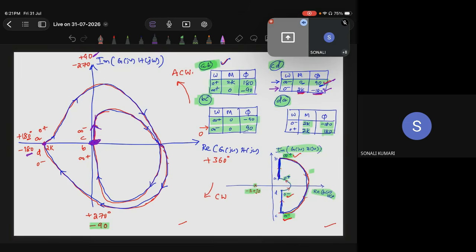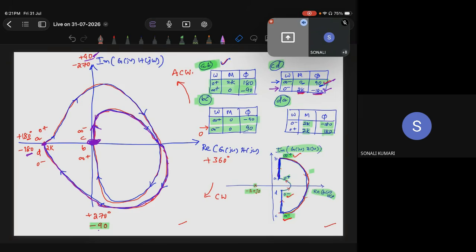From this point to this point, you cannot go like this, because you are at angle plus 180. Plus 180 to minus 180, how do you come? You have to go to 0 angle, then come to minus 90, and then come to minus 180. Is this clear now? Yes, that's how it goes.